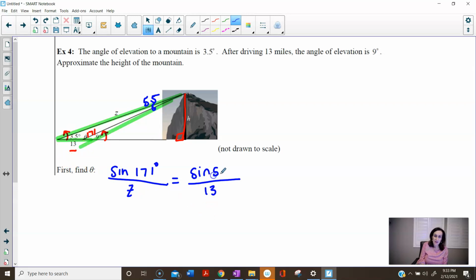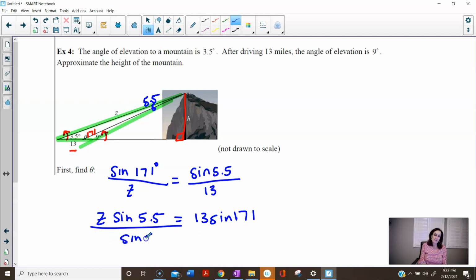So sine of 5.5. There is a decimal there. Okay, so cross multiply. So Z sine of 5.5 is equal to 13 sine of 171. Divide by the sine of 5.5. Now if you take your calculator, you're going to do fraction bar, and then type in 13 sine of 171, close the parenthesis, over the sine of 5.5. Close the parenthesis, hit enter.